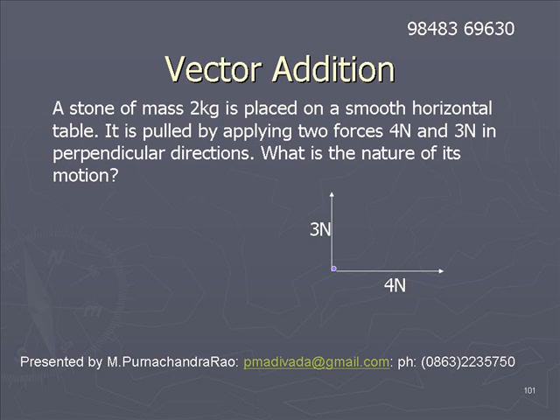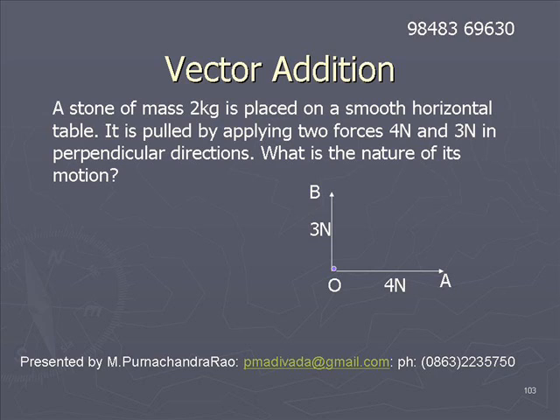Now I am going to represent the body of mass 2 kg with a dot on a paper. Then the forces 4 newtons and 3 newtons are represented by two vectors. I am taking two vectors, one of 4 centimeters length, the other of 3 centimeters length, and drawing these two vectors perpendicular to one another from a point. The point indicates the stone and the vectors represent the two forces applied.